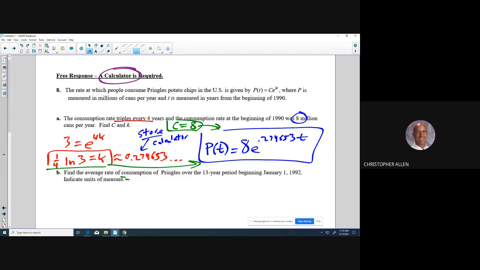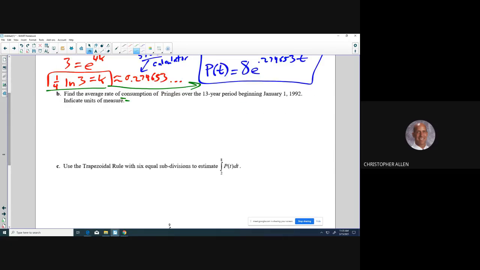So here's what I'm trying to tell you. What does this equation mean? This equation here is telling us how many Pringles are produced, or consumed, yep, consumed in a given year. So I wanted to know how many Pringles were consumed in the year 1999 based on this model. Guess what I would plug in for t? 9. You just plug in 9, type it in your calculator, hit enter, and it'll tell you how many Pringles were consumed that year. Does that make sense? So there's part A.